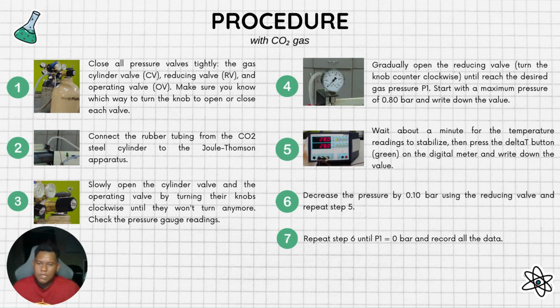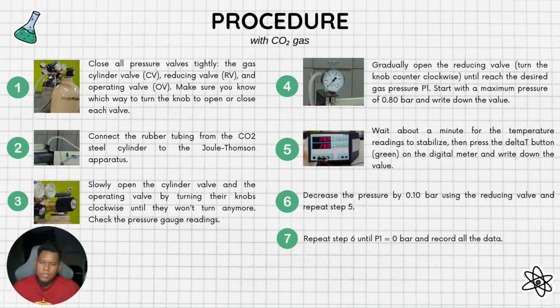Third step, carefully open the cylinder valve and the operating valve by turning the apparatus knob clockwise until it stops. Check the pressure gauge readings. Fourth step, carefully open the reducing valve and adjust it to get the desired gas pressure. Start with maximum pressure P1 of 0.8 bar and record the value.